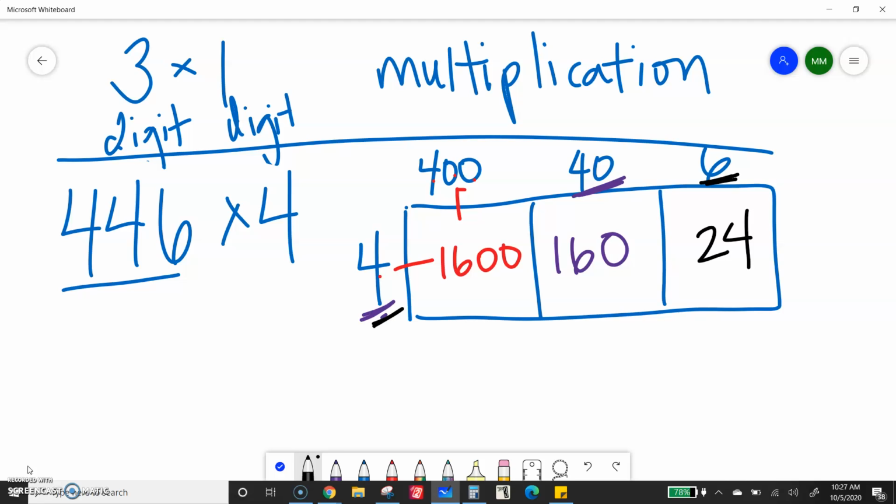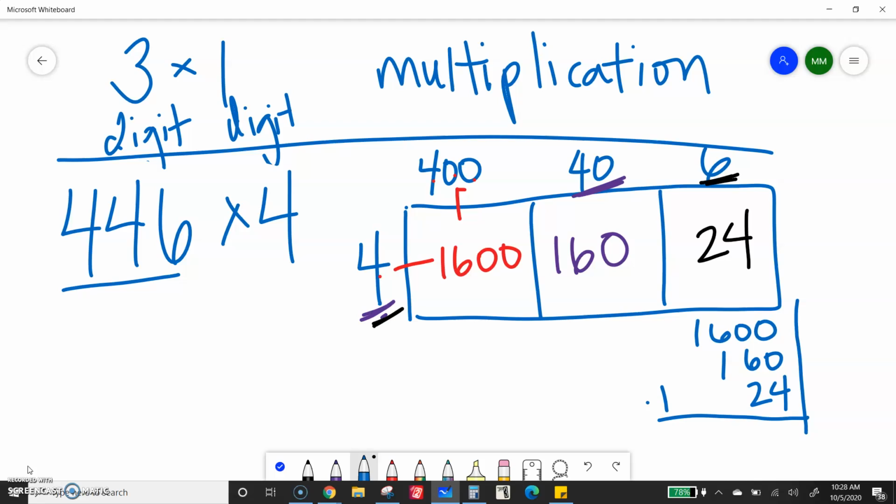Now I take these numbers and I add them all together. So I do 1600 plus 160 plus 24. Notice I lined them up on the right side. I wrote carefully. I see so many mistakes where kids can't read their own writing or make a mistake with copying the numbers, so do be careful. I have 4, 6 plus 2 is 8, 6 plus 1 is 7, and 1. So my answer is 1,784. So this window method is one strategy.